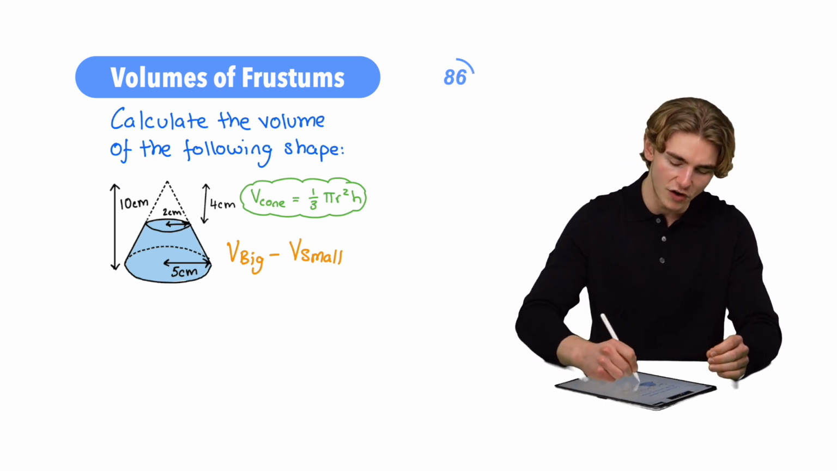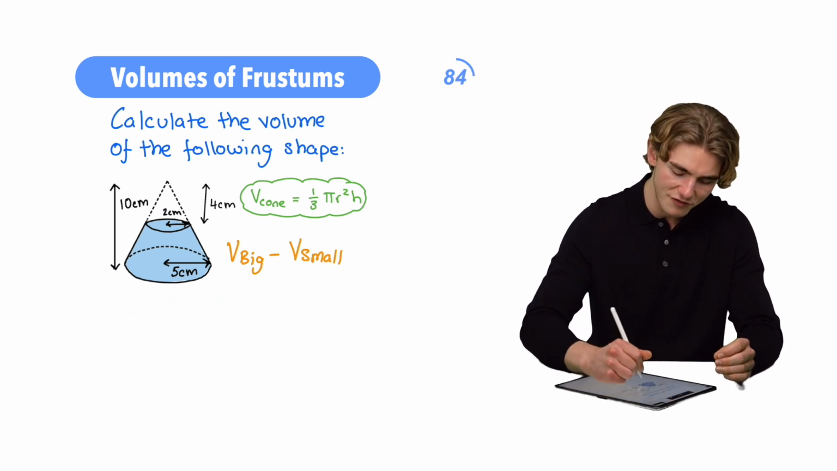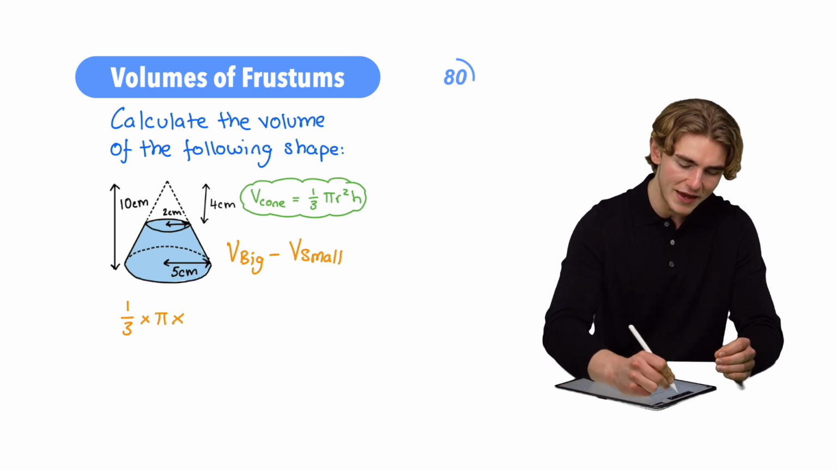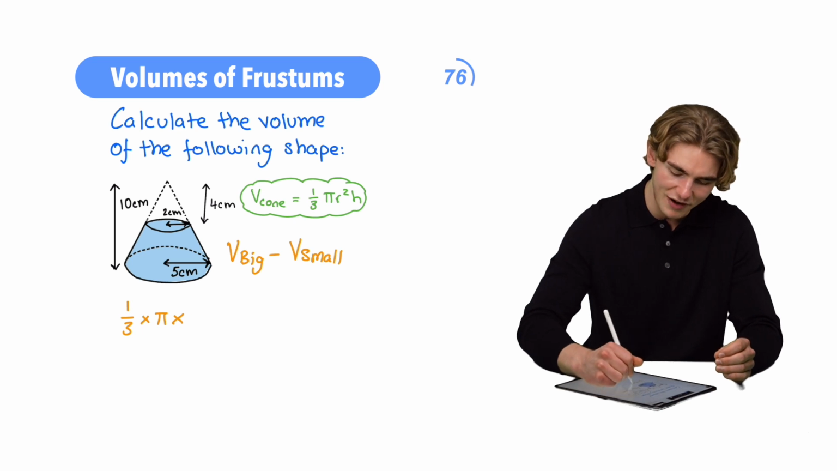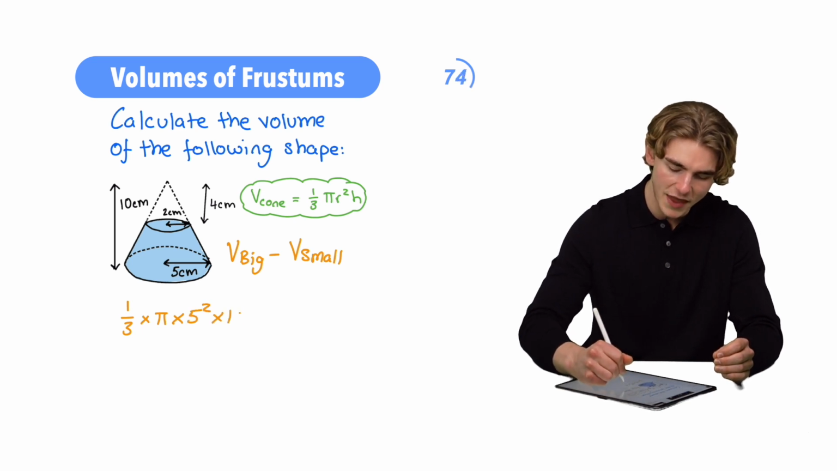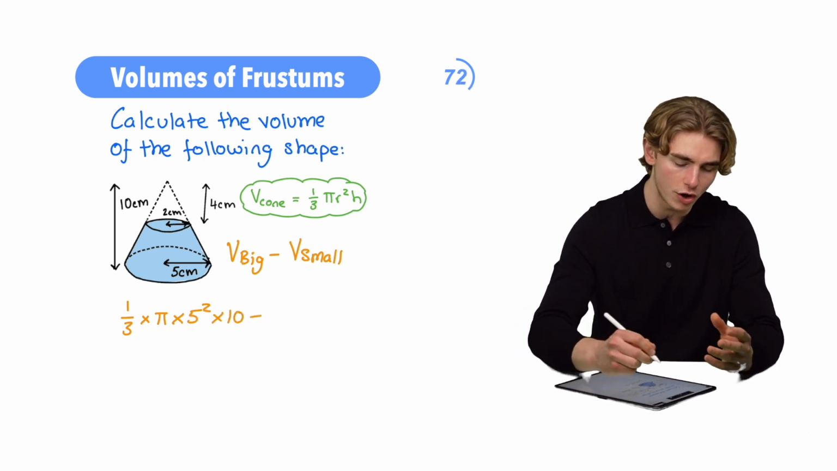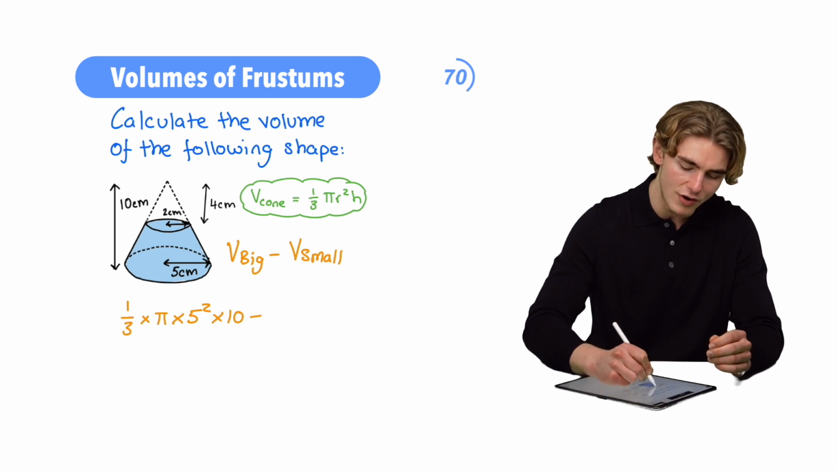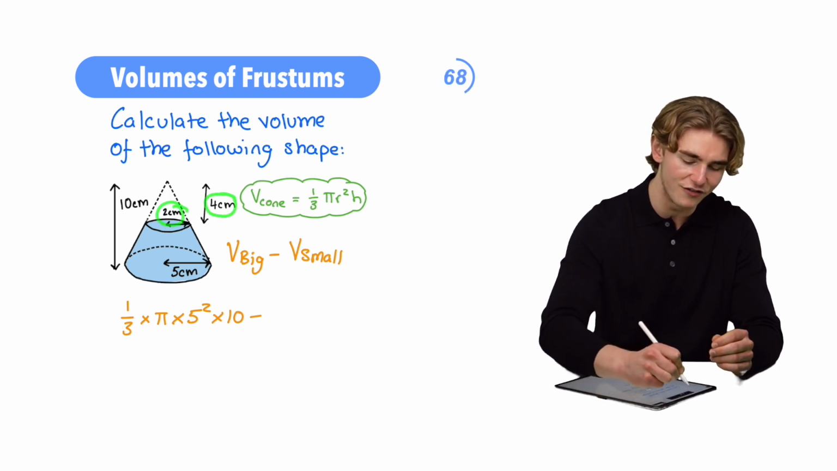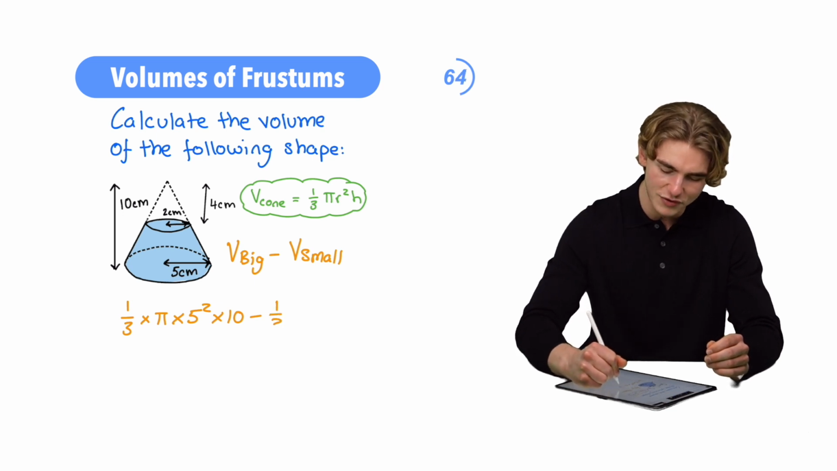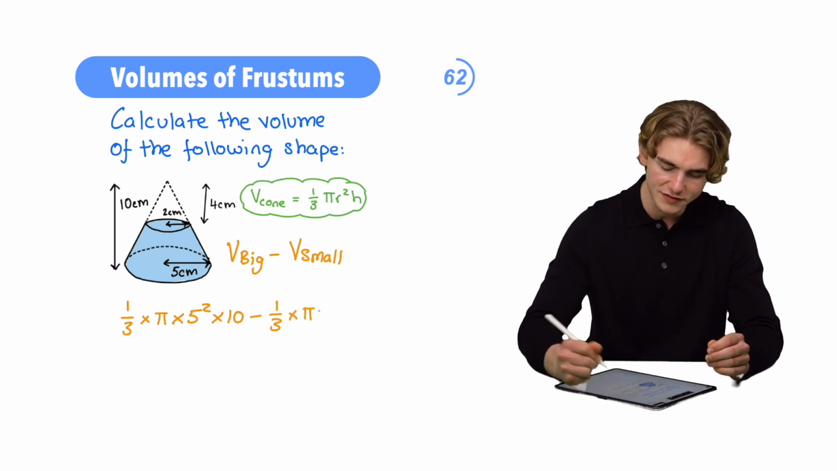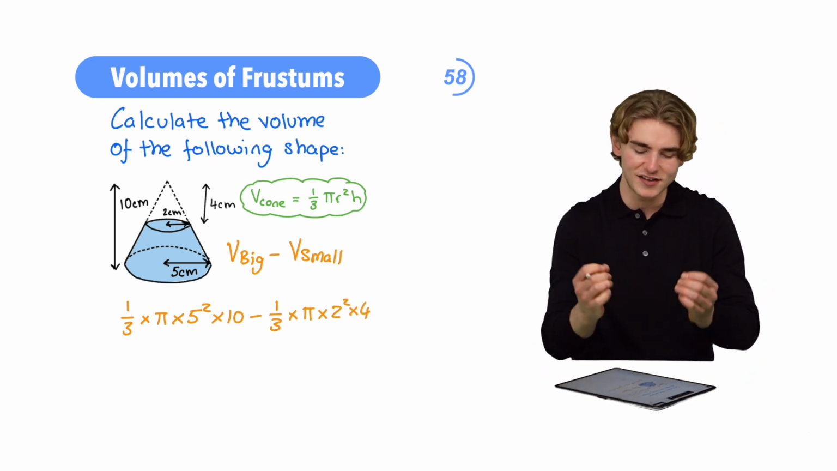So working out the volume of our bigger cone, what's it going to be? We're going to have 1 over 3 times pi times the radius of that bigger cone. The radius is going to be 5 times the height. The height is going to be 10. So we're going to have times 5 squared times 10. And we're going to subtract the volume of our smaller cone. Now, for our smaller cone, we're going to have a radius of 2 and a height of 4. That's going to give us 1 over 3 times pi times our radius squared, so 2 squared times 4. Now, simplifying this, what are we going to have?